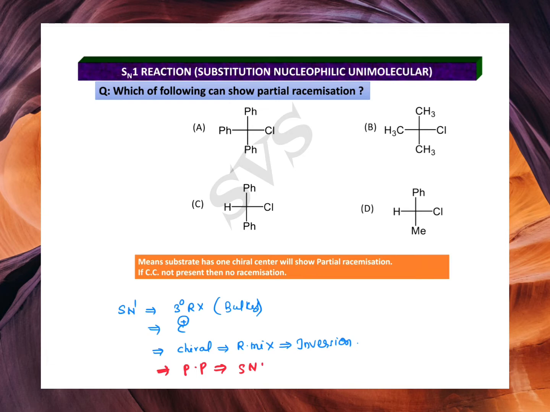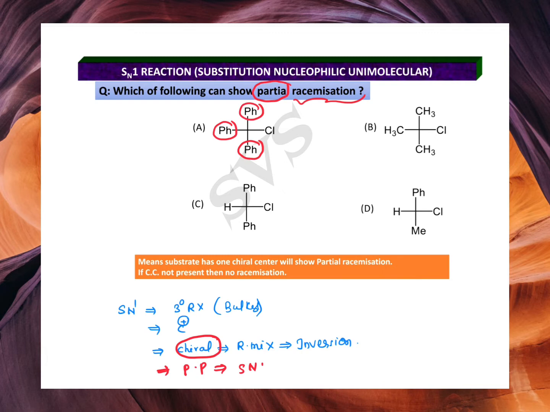Now look at a very important question. Which of the following can show partial racemization is the question. Already we discussed, if a chiral carbon is there, we'll get racemization. A chiral center is a tetrahedral center attached with 4 different groups.